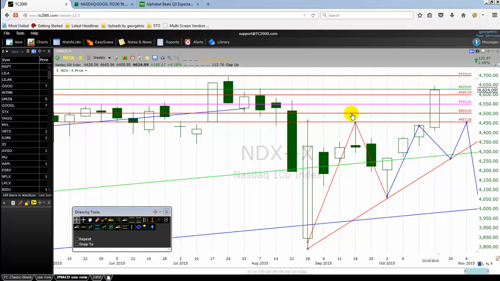And last Friday, the NASDAQ 100 gapped up. Why did the NASDAQ 100 gap up?